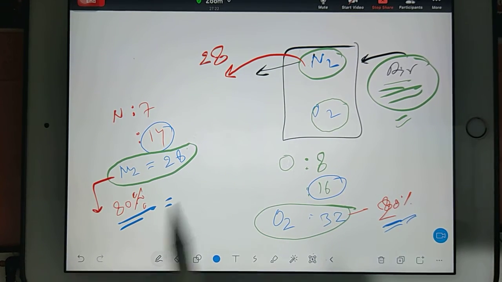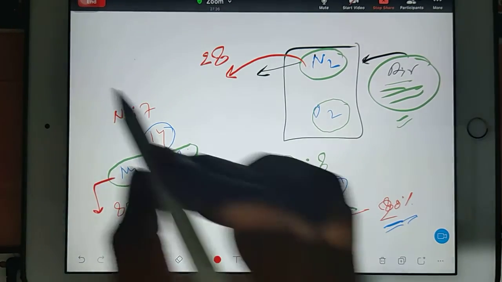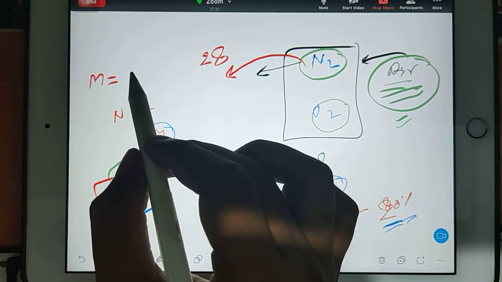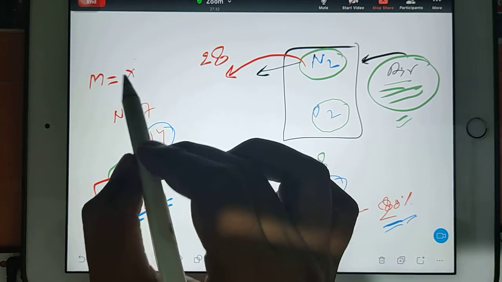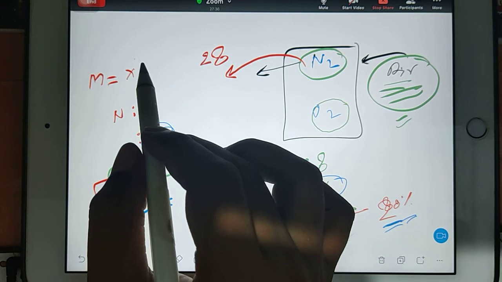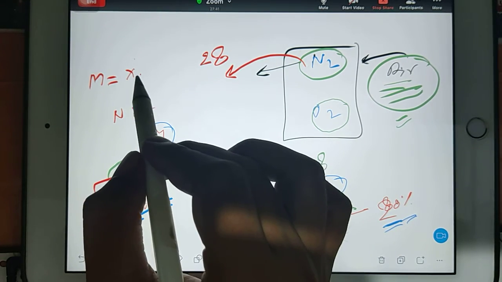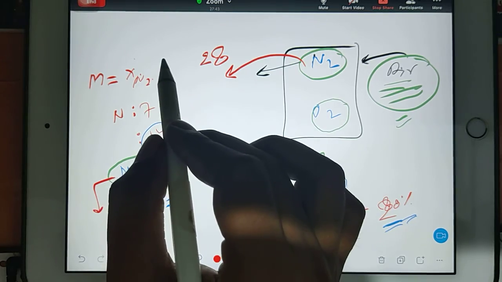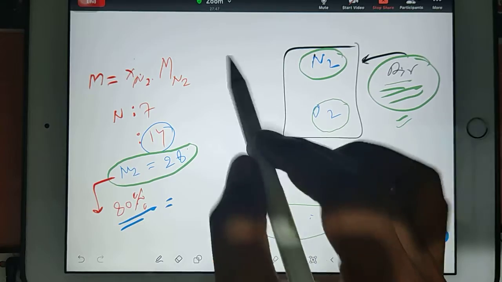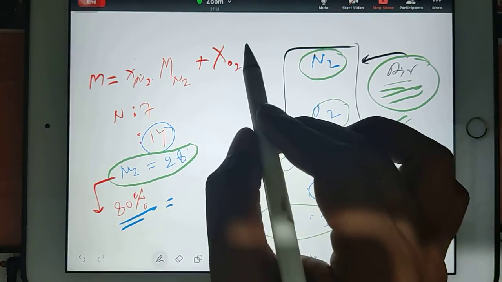So by using this formula, molar mass is equal to the mole fraction of N2 times the molar mass of N2, plus the mole fraction of O2 times the molar mass of O2.